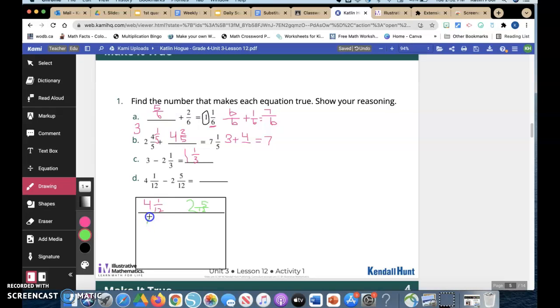So let's go ahead and decompose our 4 into 3. Oops, and I want to do that in pink, not in green. So decompose our 4 into 3 and a fraction. Well, 3 plus what fraction would equal 4 wholes? 3 plus 12/12. And we already had 1/12.